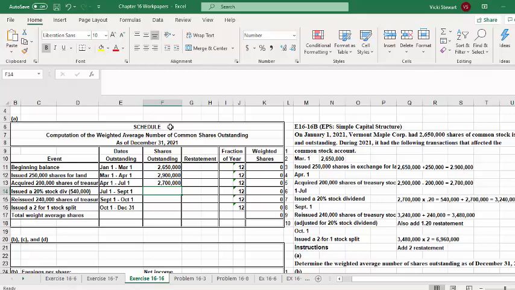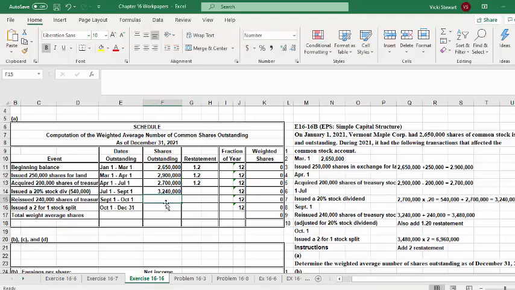Then it states on July 1st that we issued a 20% stock dividend. So 20% of 2,700,000 is 540,000 shares. So when we add that to the 2,700,000 that we had, we now have outstanding 3,240,000 shares. But we also have to go back and restate each of the issues before that for the same amount of the stock dividend. So 1.2 for each one of these three before that stock dividend was issued.